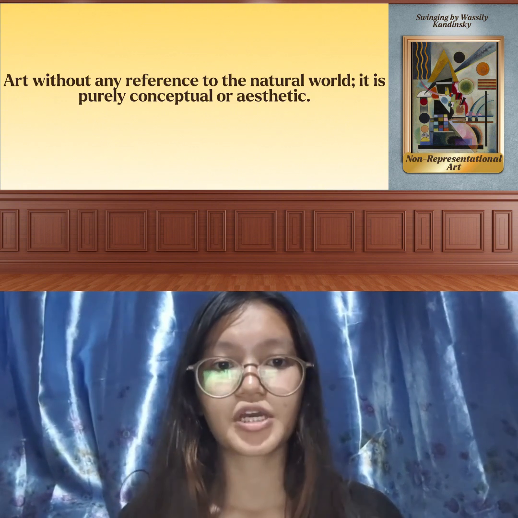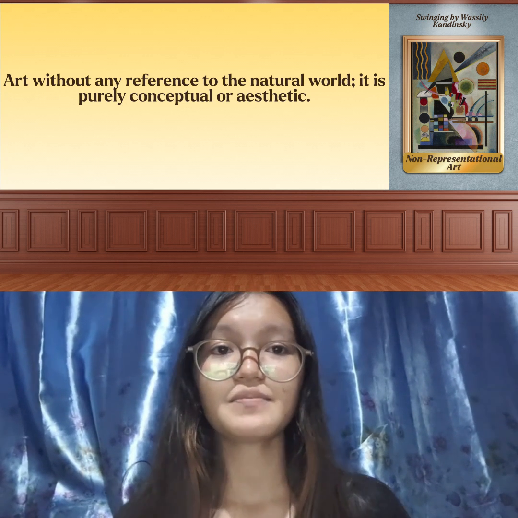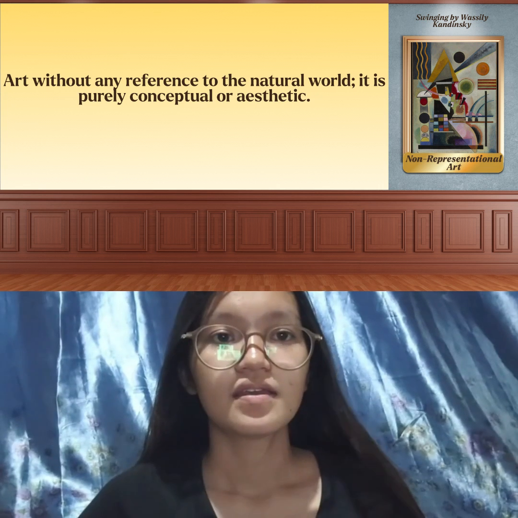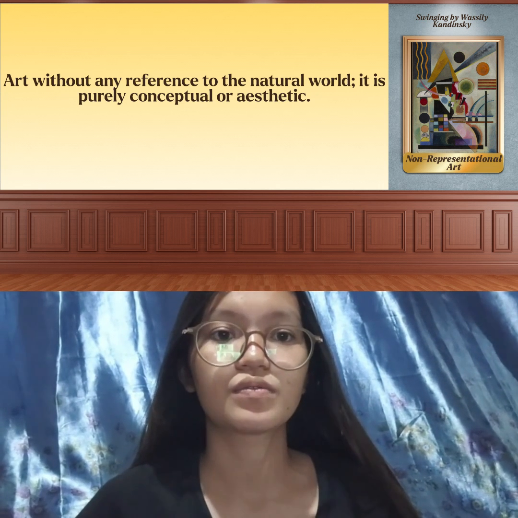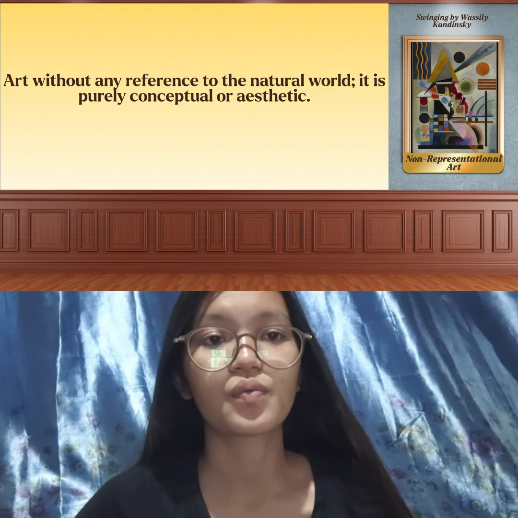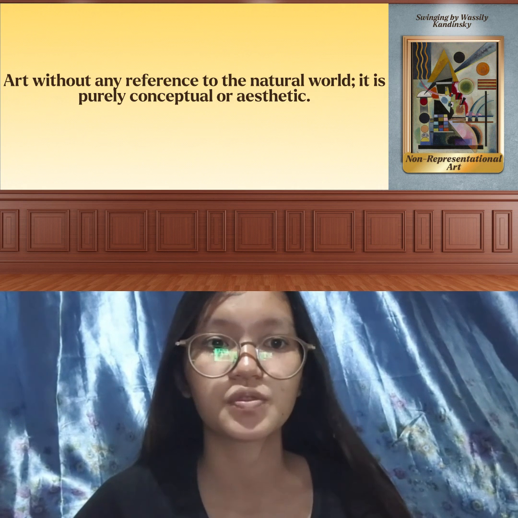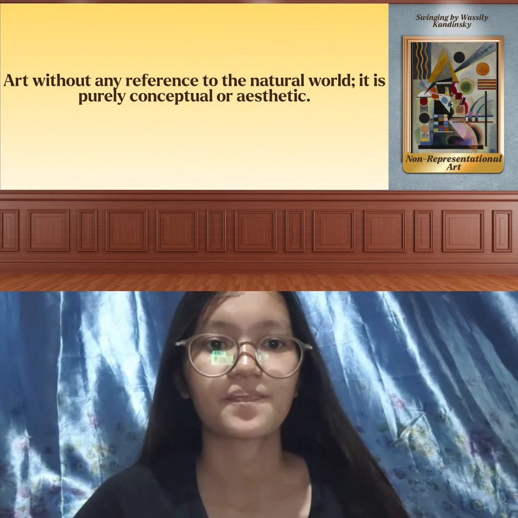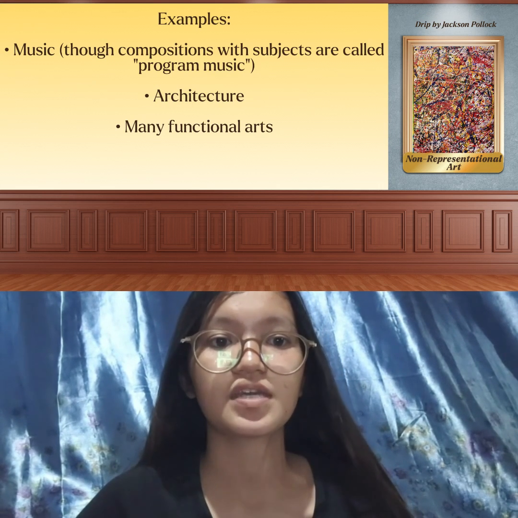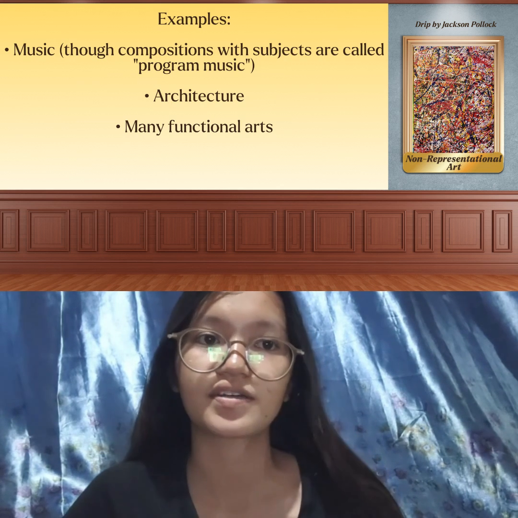This type of abstract art is usually, though not always, geometric and aims to convey a sense of simplicity and purity. Examples generally include music, architecture, and many function arts, though we note that some musical compositions referred to as program music do have a subject. Examples of non-representational art shown are Swinging by Wassily Kandinsky and Draped by Jackson Pollock.